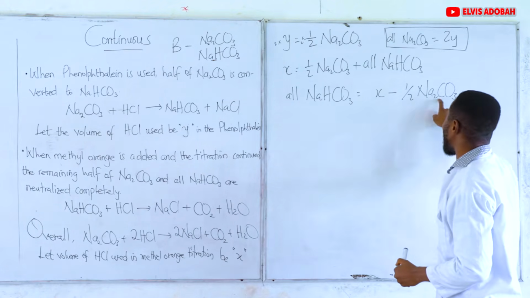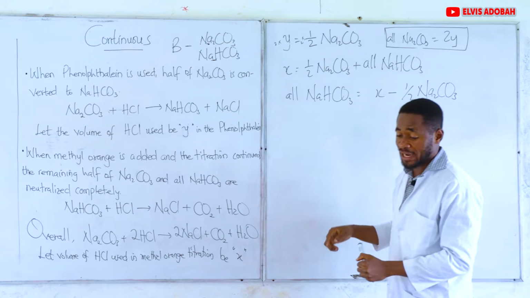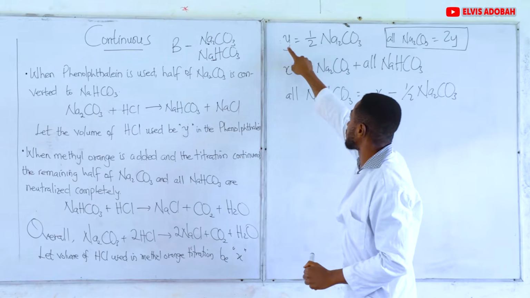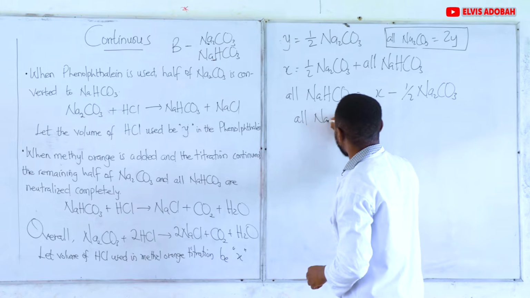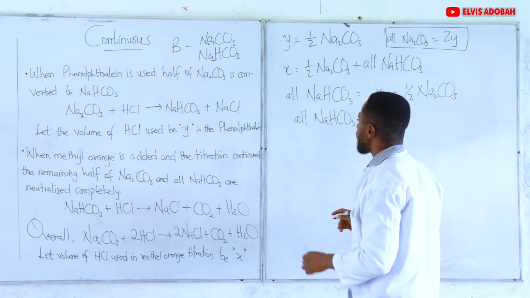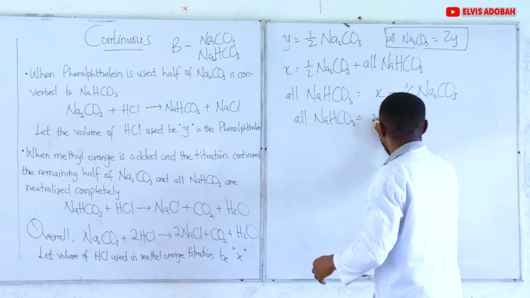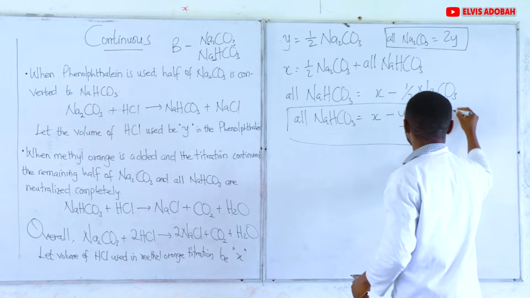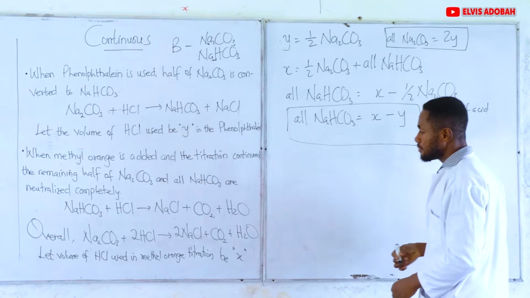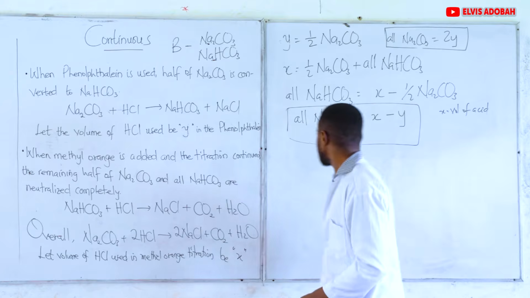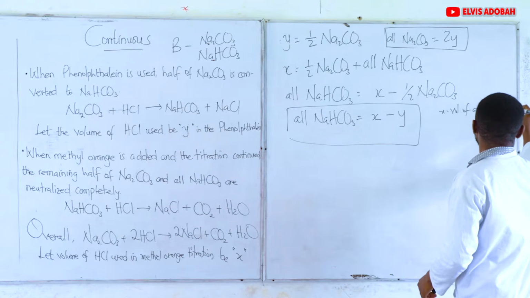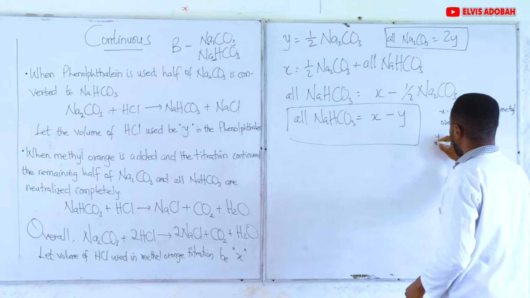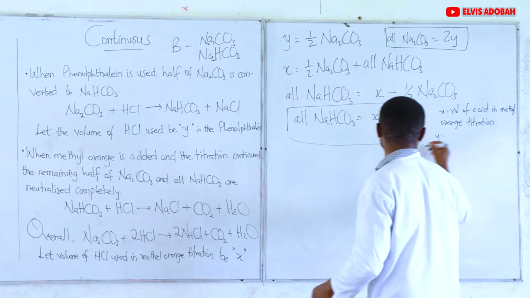But remember, half sodium carbonate is known as Y. So we can say that all sodium bicarbonate needs a volume of acid equal to X minus Y. Now remember, our X is the volume of acid in the methyl orange titration, and we know our Y to be the volume of HCl in the phenolphthalein titration.